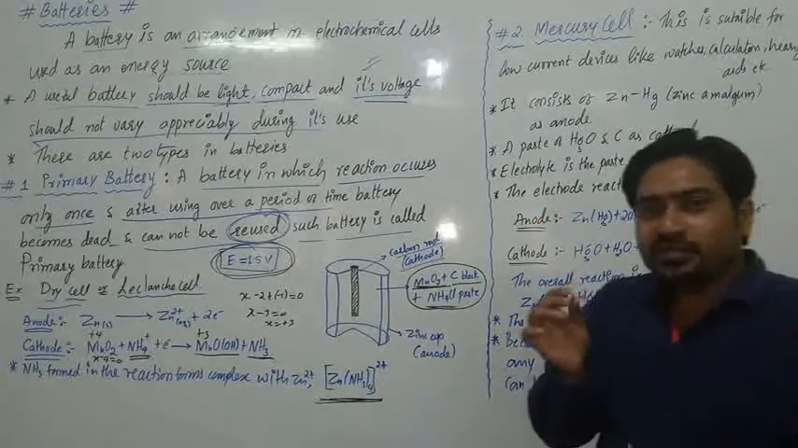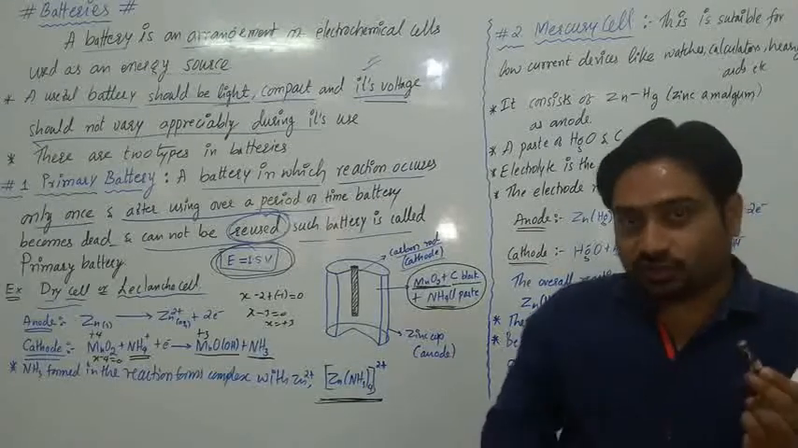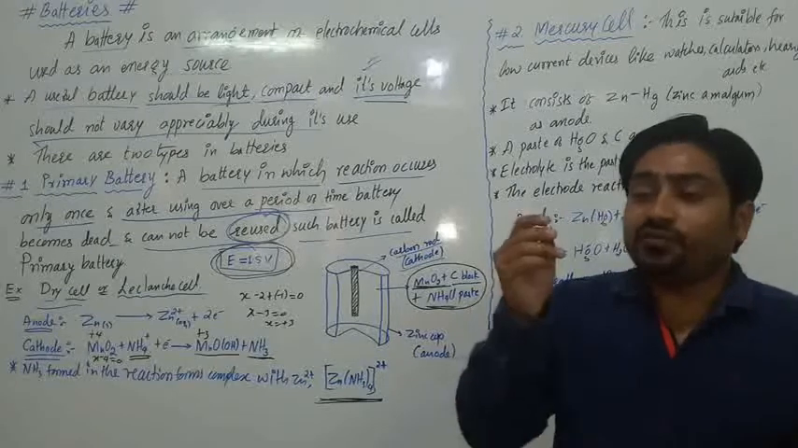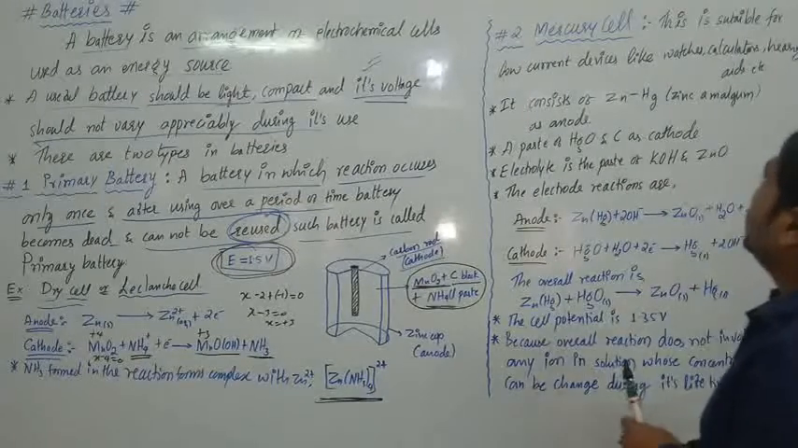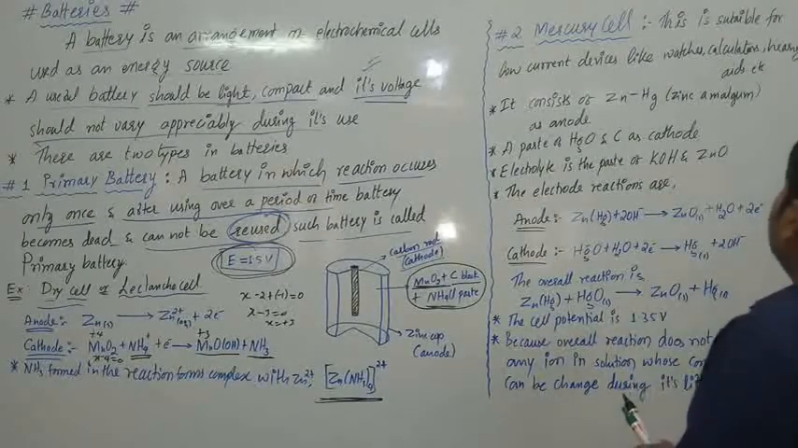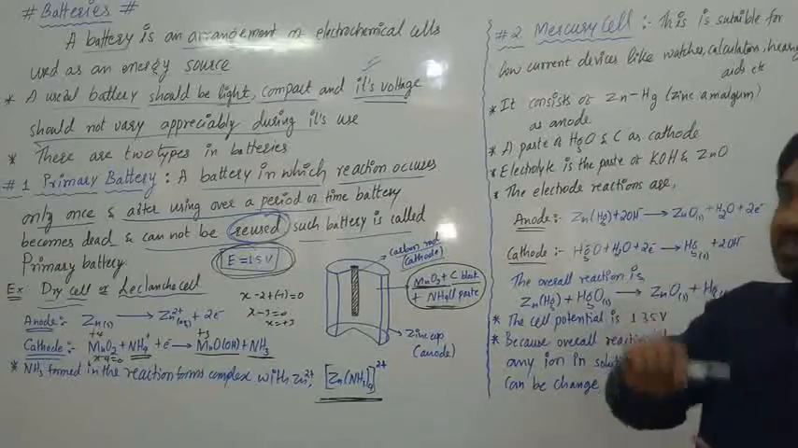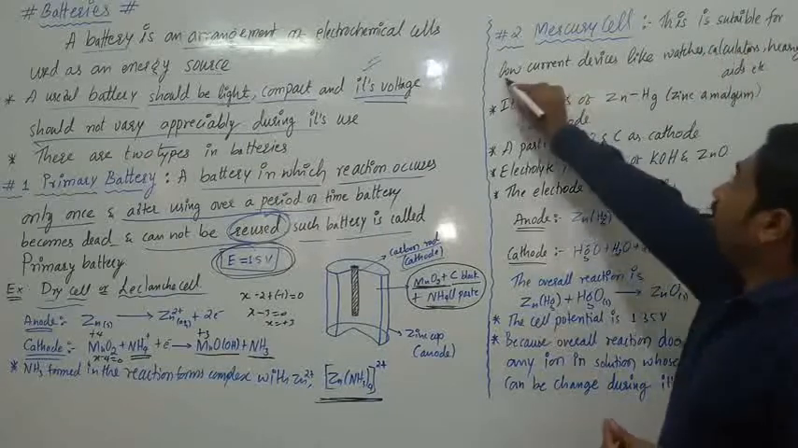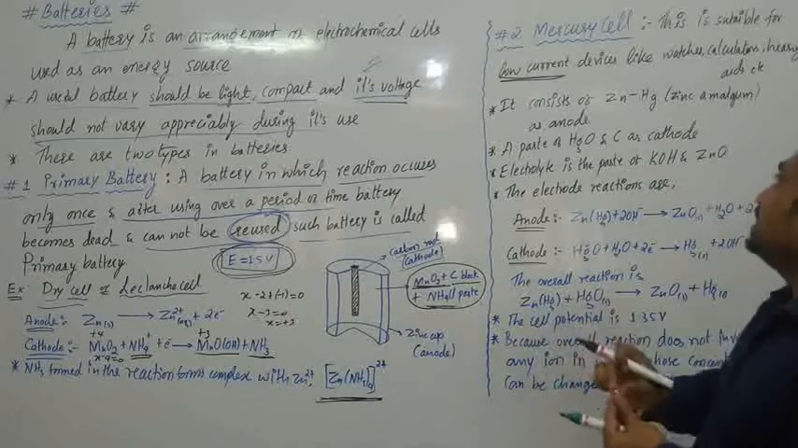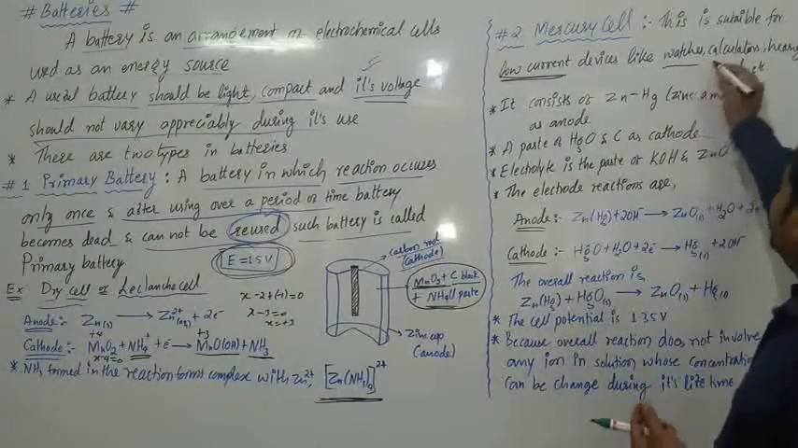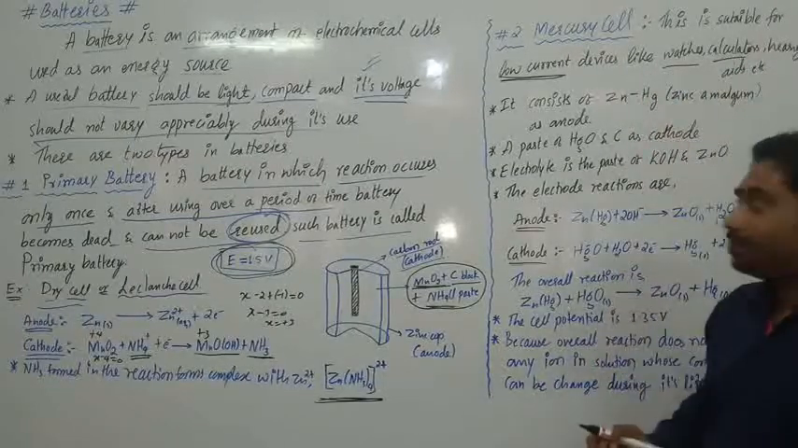So why are they used? These batteries are used as a small energy source. If we want energy in a smaller amount, we can use this type of battery. This mercury cell is suitable for low current devices. The devices which need low current, like watches, calculators and hearing aids, we can use these types of batteries for them.